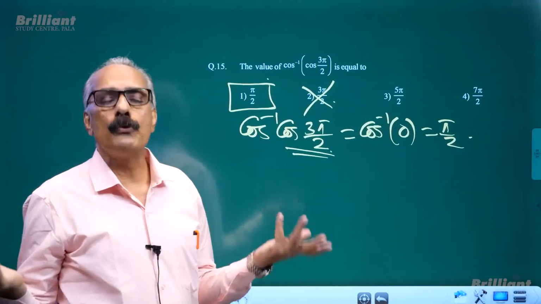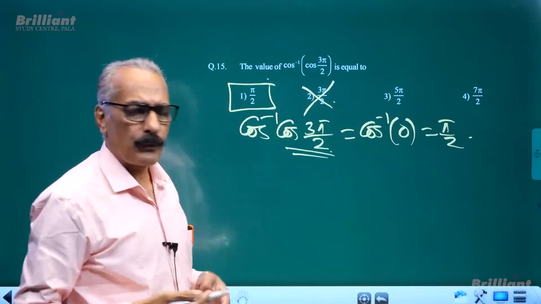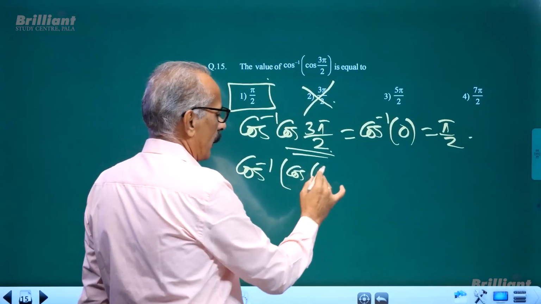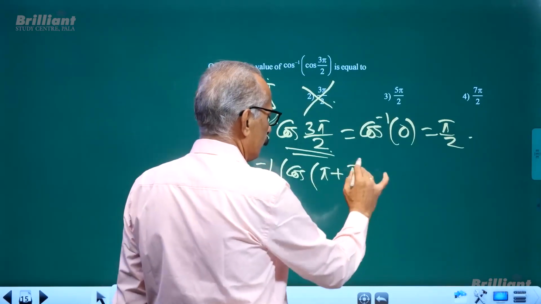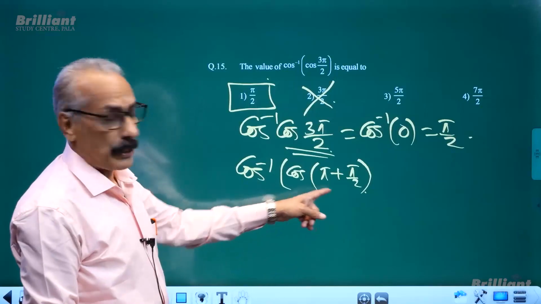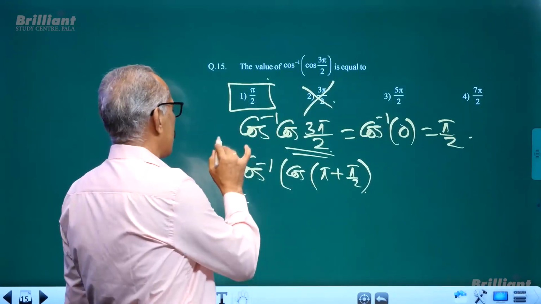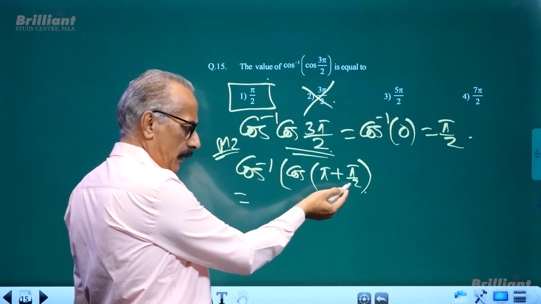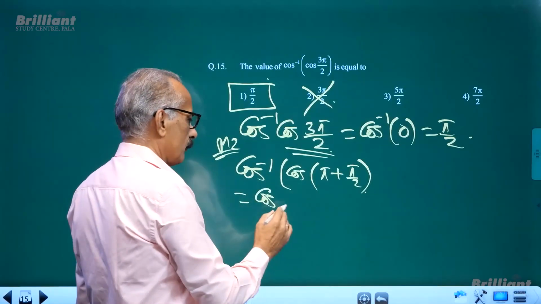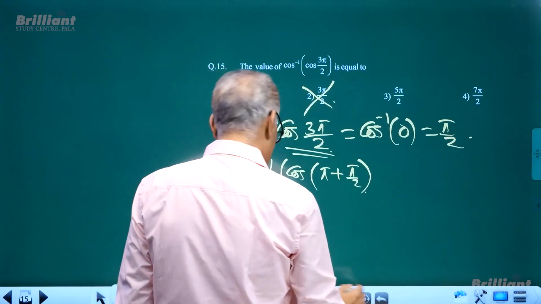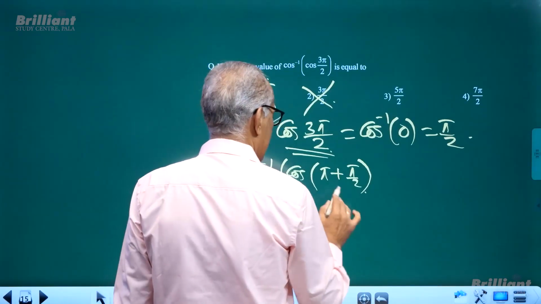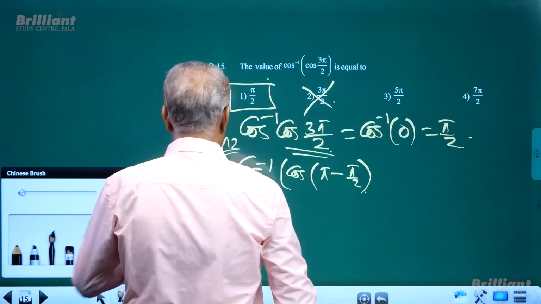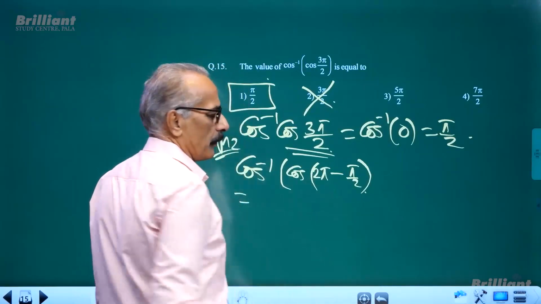What's the other way? Suppose you do not know what is this angle, 3 pi by 2, you do not know. So then we write cos inverse of, we write pi plus pi by 2, cos of 3 pi by 2. So this is equal to, second method number 2. Because 3 pi by 2 we know, that's the reason we wrote. Otherwise, you have to write like this. This is equal to cos inverse of, or even, I think it is better to write in one step. This is 2 pi minus pi by 2. Okay.